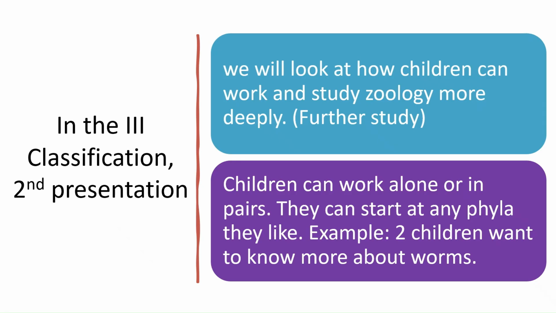In the third classification, second presentation, we will look at how children can work and study zoology more deeply, that is further study. Children can work alone or in pairs. They can start at any phyla they like. Example, two children want to know more about worms. This is how they would go ahead.